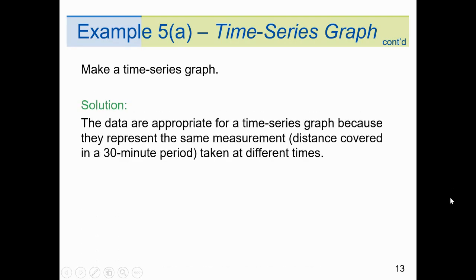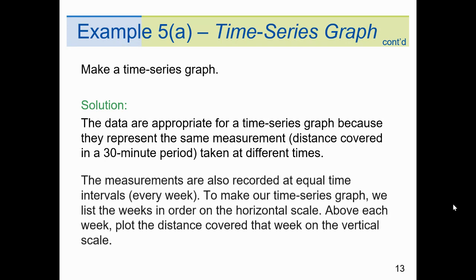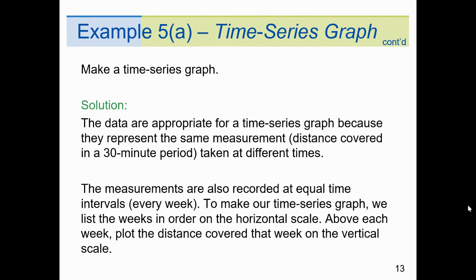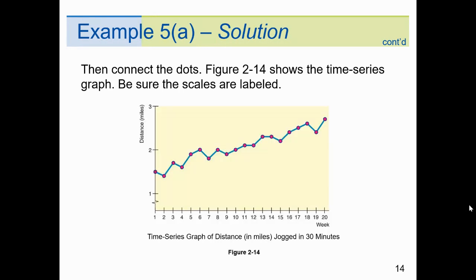Time series graph. The data are appropriate for a time series graph because they represent the same measurement, distance covered in a 30-minute period, taken at different times. The measurements are also recorded at equal intervals, every week. Here's an example of jogging distances, jogging times. Week 1, the person jogged 1.5 miles. Week 9, they were almost up to 2, and then by week 20, they were up to maybe 3 3/4.